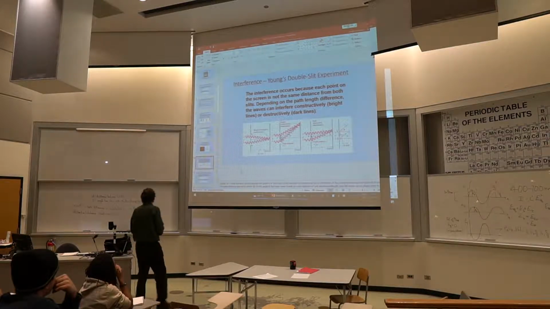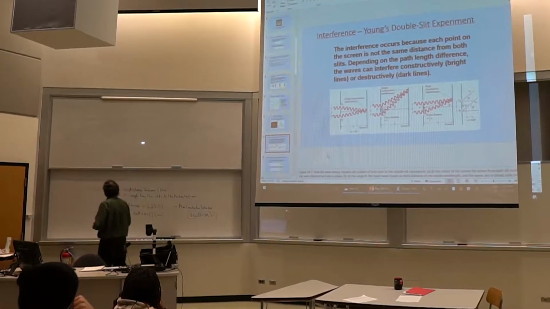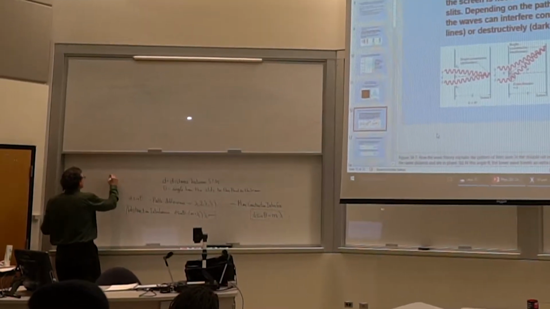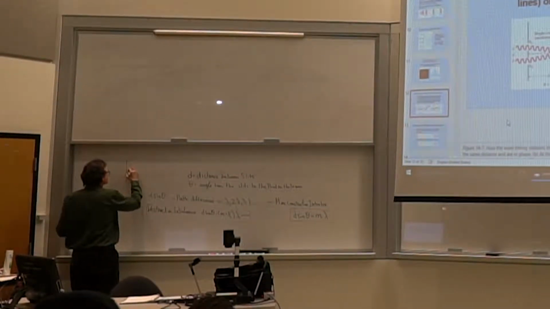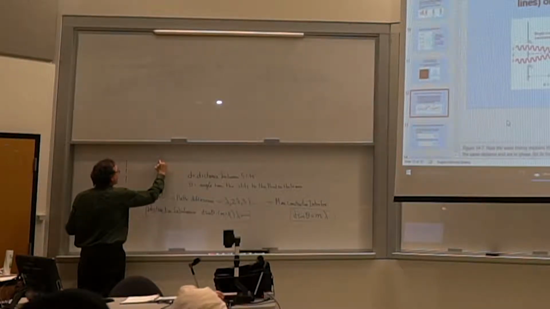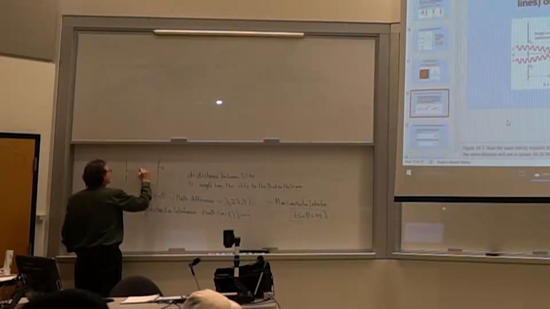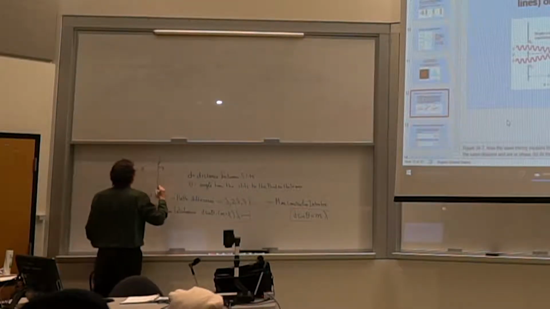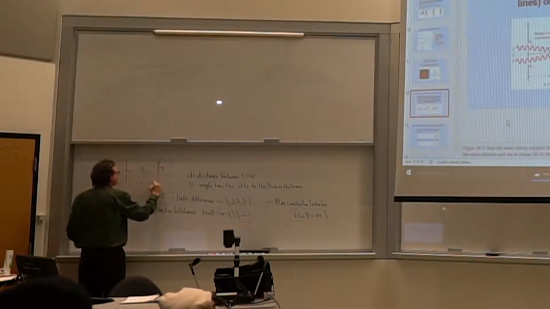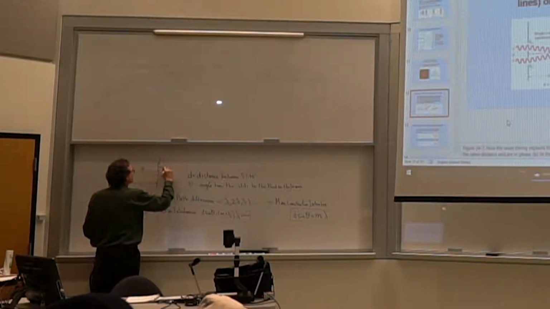Okay? And consequently, because we do these geometries in space, we actually measure where these minimums or maximums occur at given distances y from the center, which we'll call the center of the screen. Then we can use the trig relationship that this angle theta has the property that if I'm a distance L away from the double slit, then this distance y is just equal to L times the tangent of theta.